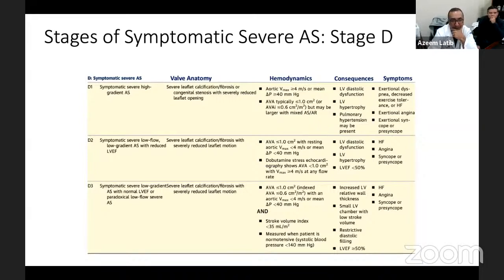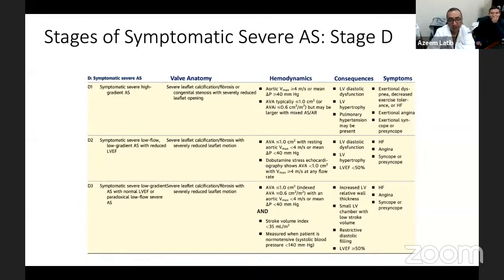They also clarify the patients with symptomatic, severe, low flow, low gradient AS with reduced ejection fraction. So this is the patient with a depressed ejection fraction less than 50, who we think has severe AS. Their valve area is less than 1, the resting velocity less than 4, and the mean gradient is less than 40. They do suggest that you can do a dobutamine stress echo.